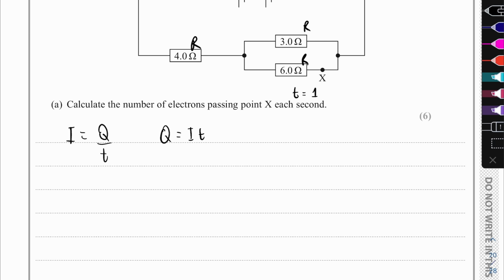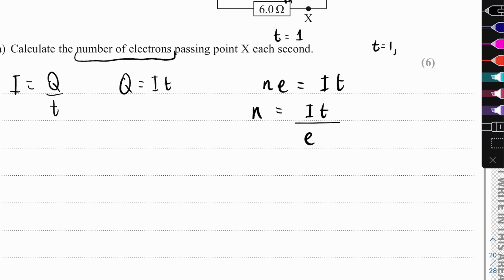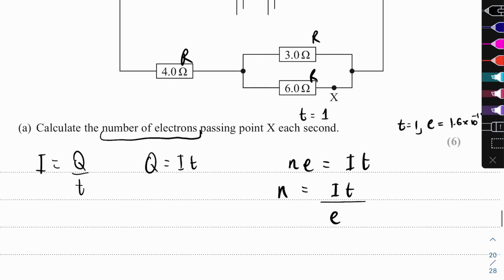And charge is equal to what? It's the number of electrons multiplied by the charge, the 1.6 times 10 to the power of negative 19 coulombs, right? So Q is equal to N e, and also Q is equal to I t. So the number of electrons is what? N equals I t over e. Do we know what t is? We know t equals 1. We know e, which is the charge, equals 1.6 times 10 to the power of negative 19. But we don't know I. So let's try to work out what I is at this point.